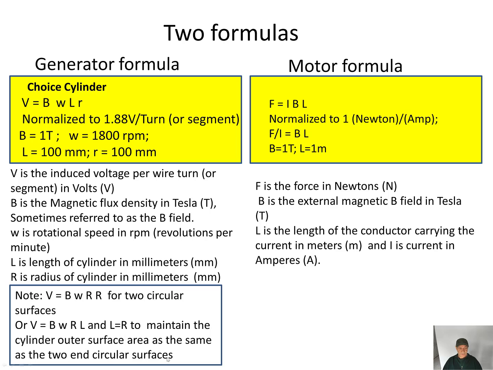F is the force in newtons. B is the external magnetic B field in Tesla. L is the length of the conductor carrying the current in meters, and I is the current in amperes, amps.